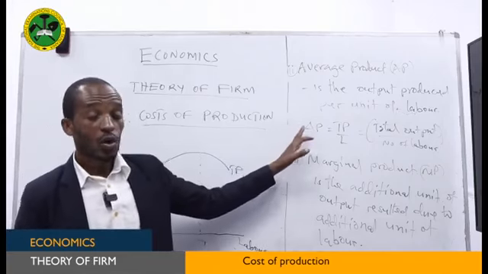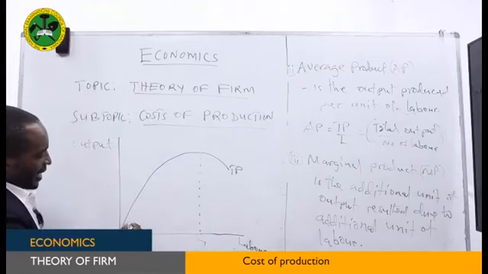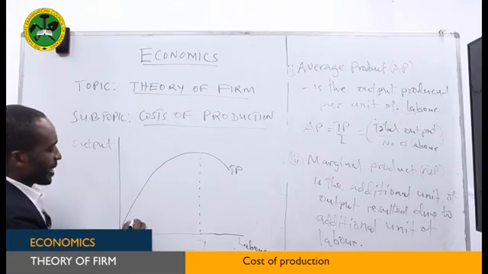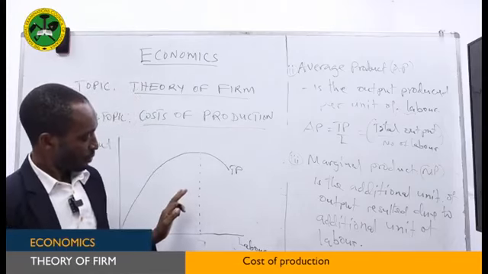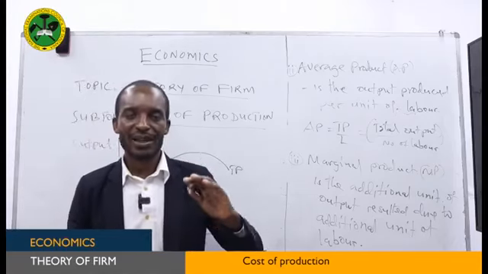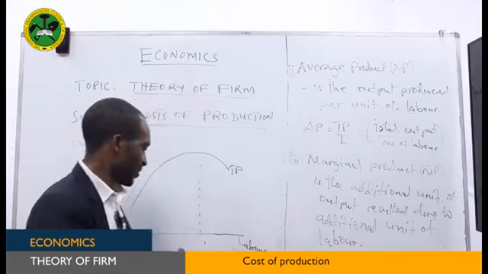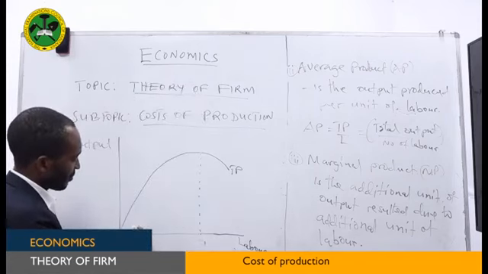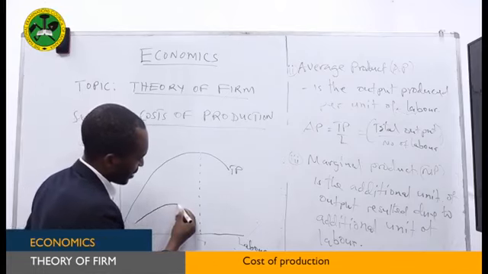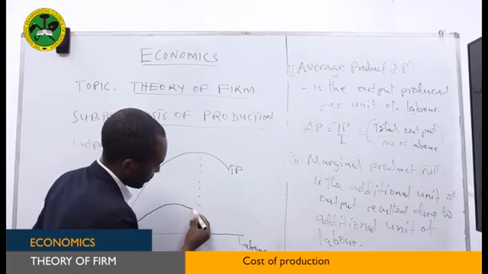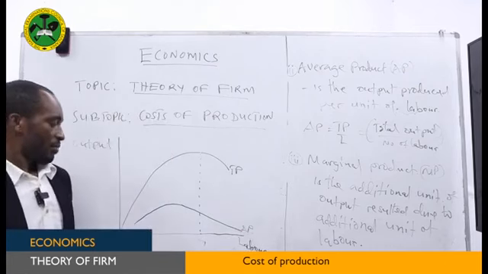Average product. Now, the average product curve, this one. At the beginning, as I employ units of labor, the average product, or the output per worker, will increase and will reach a level where the average product is at a maximum. Then it will reach a point when the average product starts to decline. So the average product will start to increase, then reach a maximum, then start to decline. This one will be the average product.